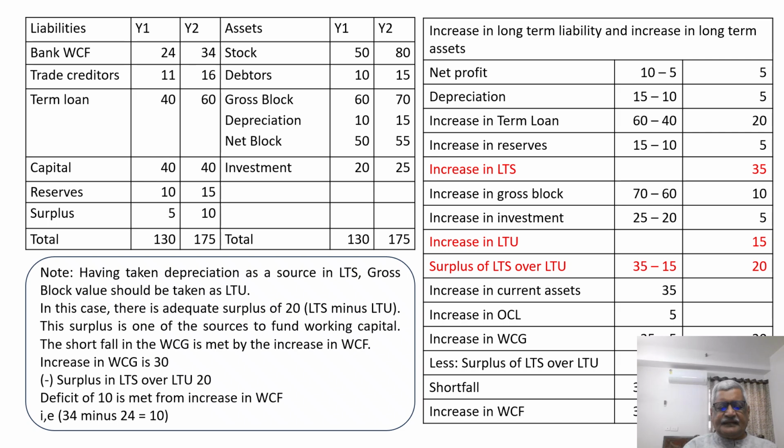Increase in working capital gap is 30, less surplus of LTS over LTU is 20. Deficit of 10 is to be met from increase in working capital finance. That is 34 minus 24 is equal to 10.